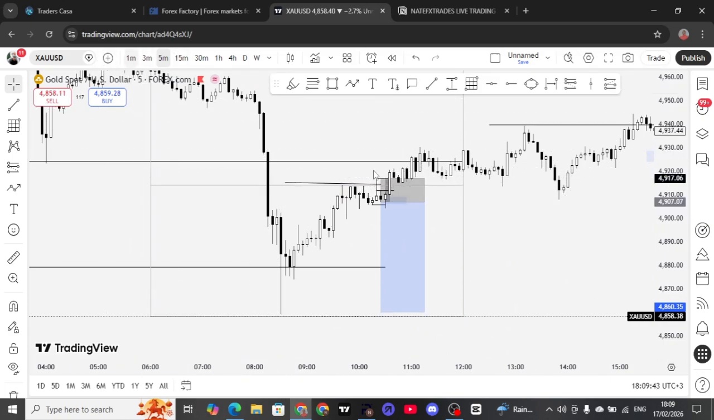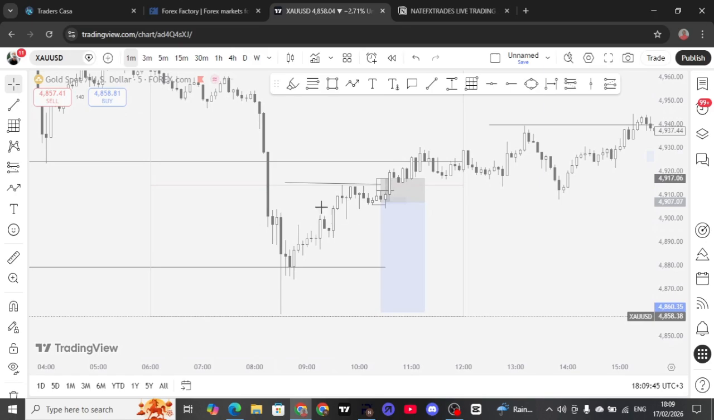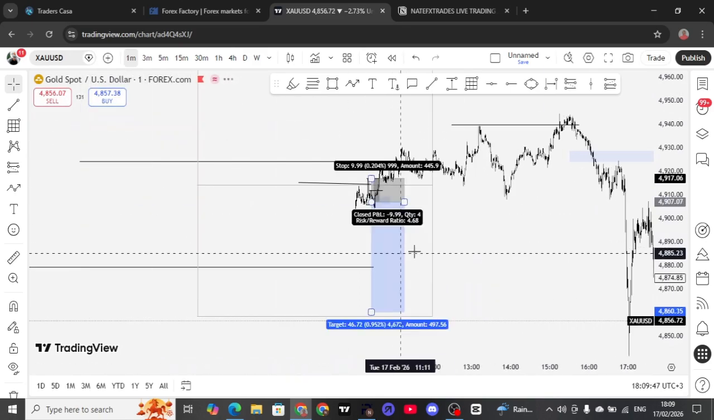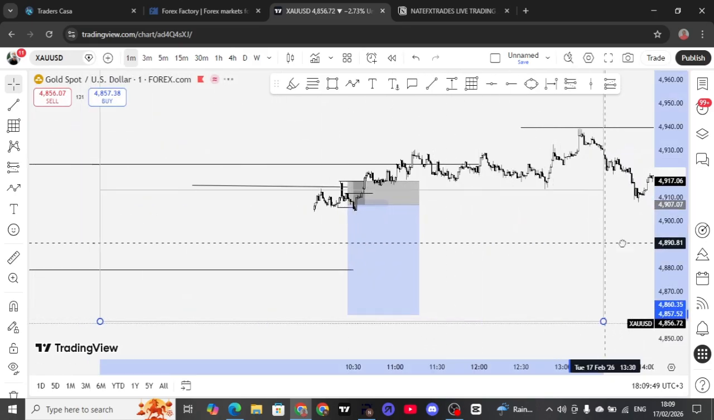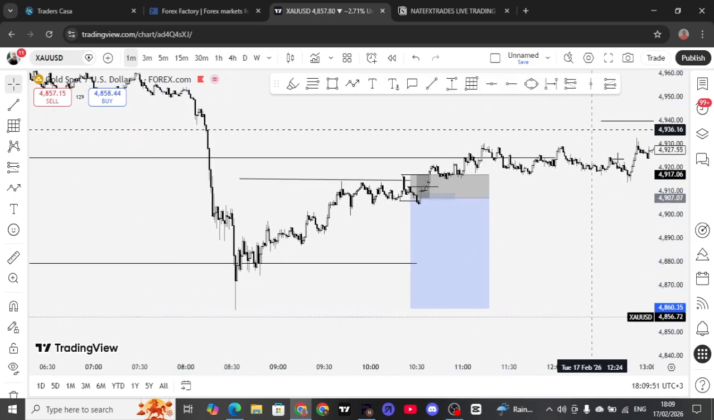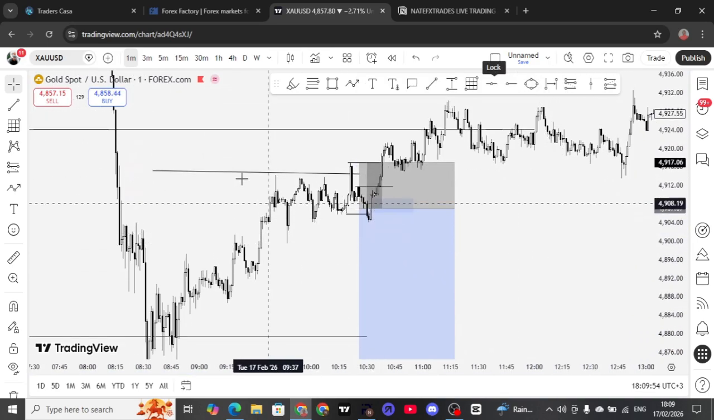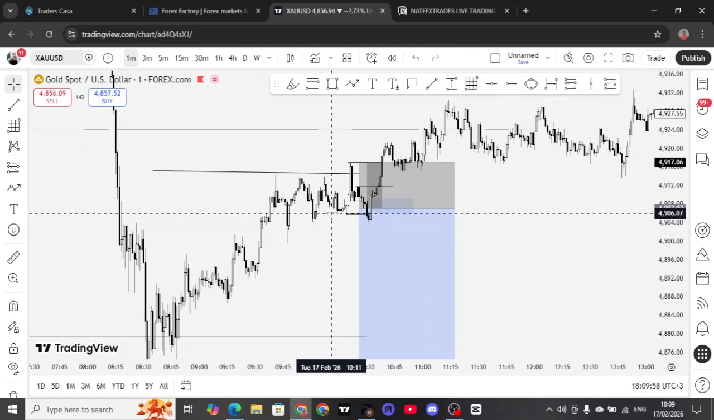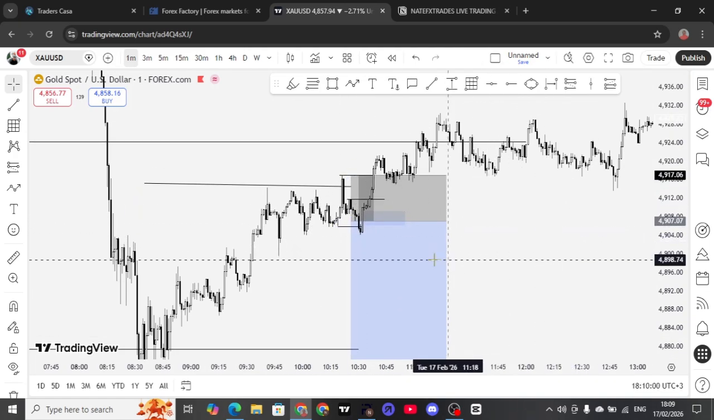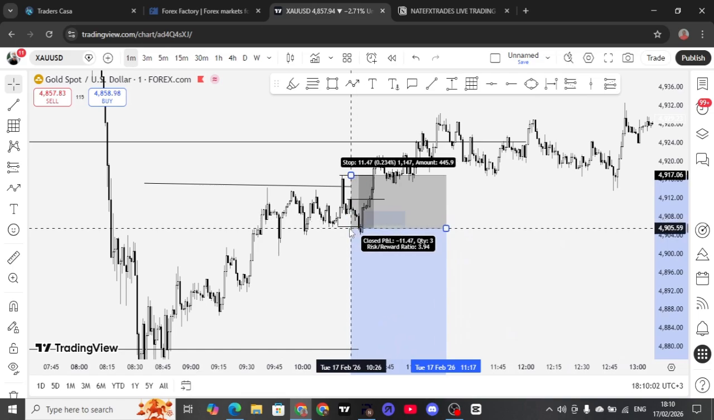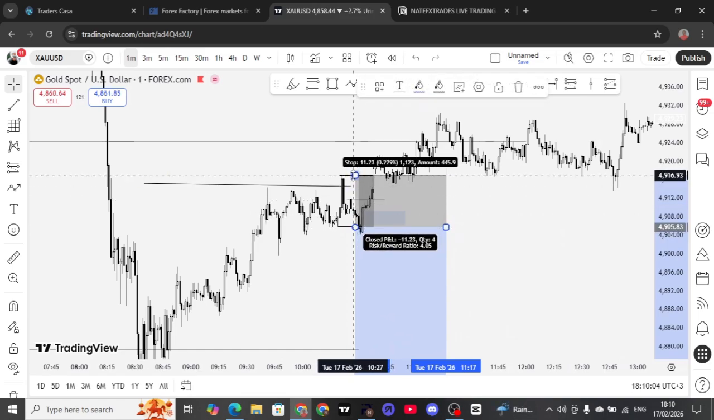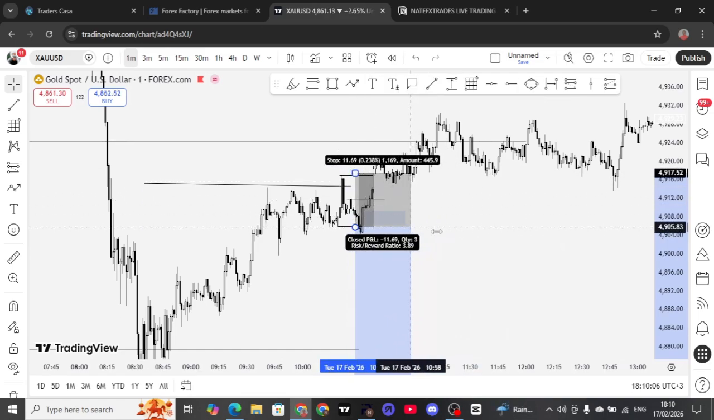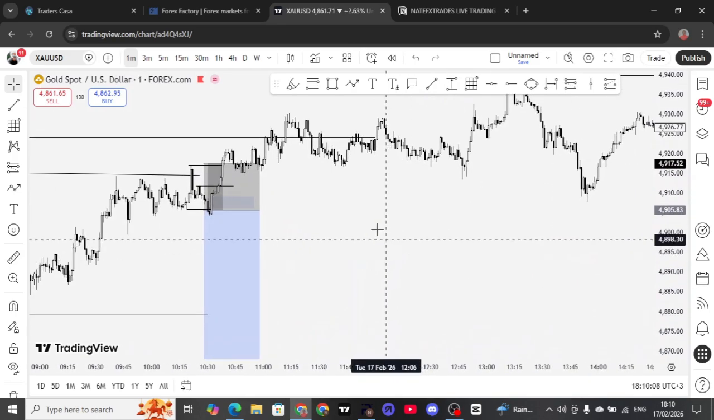So I came down to 1 minute time frame. This is the time frame of execution. This is what I use for executing trades. Then looked at this sweep, and then a slight break to the downside, and then decided to pull the trigger at this point. And then boom, the market came, stopped me out.